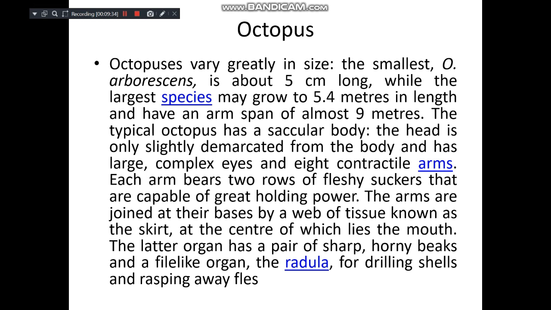The typical octopus has a sac-like body, a sacular body. It looks like a sac. Only the head is slightly demarcated from the body. Otherwise, it would be difficult to identify which is head and which is the trunk. But here, the head is slightly demarcated from the body. How do you identify the head? Because on the head there are complex eyes and 8 contractile arms.